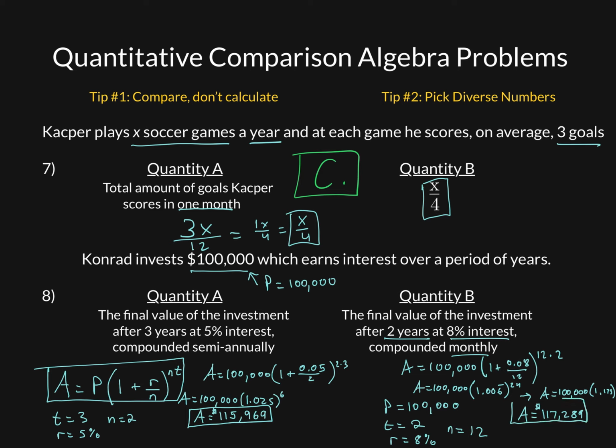Therefore, when comparing the two amounts, we know that quantity B will actually be bigger here because 117,000 is bigger than 115,000. Which is kind of interesting because in this case, it shows that here we had 3 years, however, it was only 5% interest compounded semi-annually. Whereas here we had 2 years, so it was less time, but it was a greater interest and it was compounded monthly. So it allowed the money to grow faster. So 117,000 is going to be bigger than 115,000. So quantity B is bigger. Therefore, our answer here would be B.